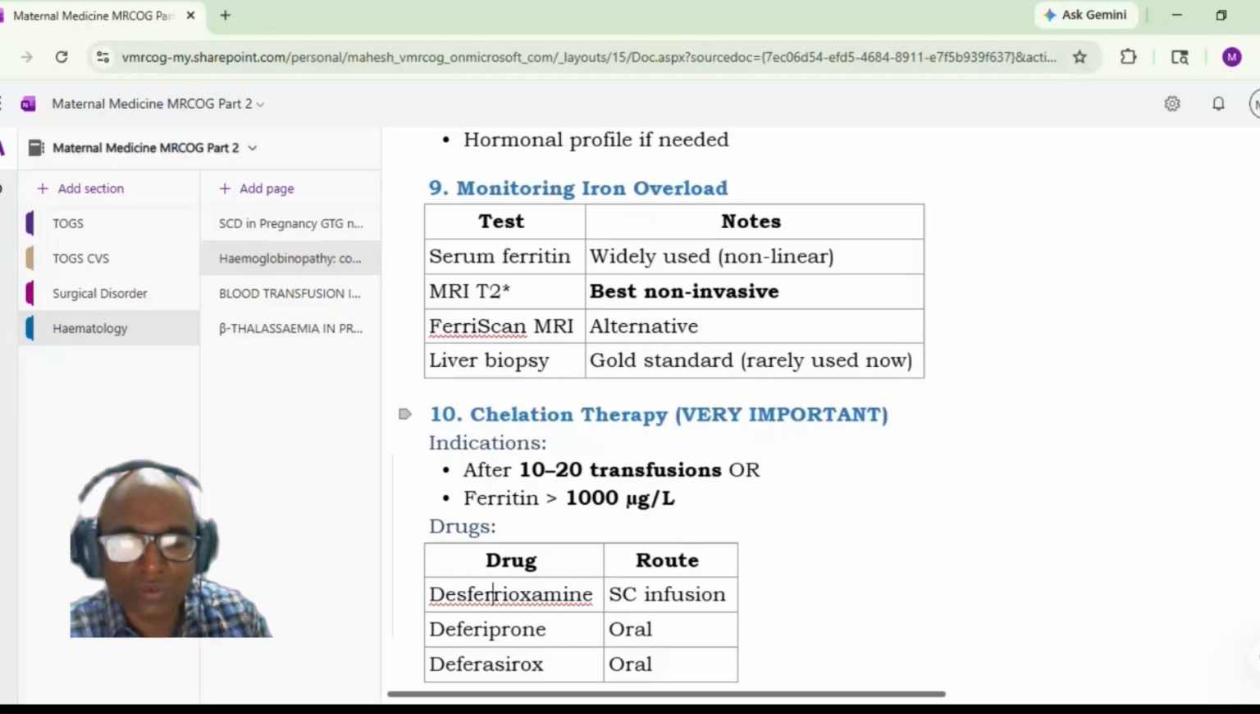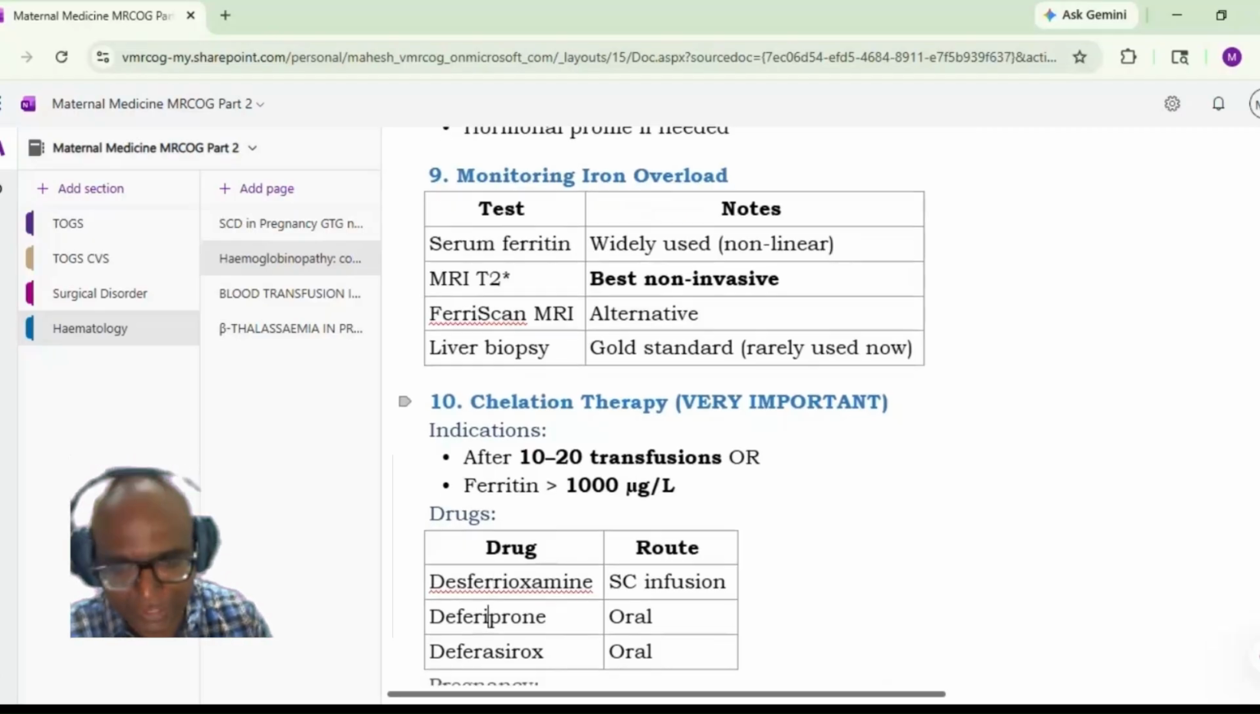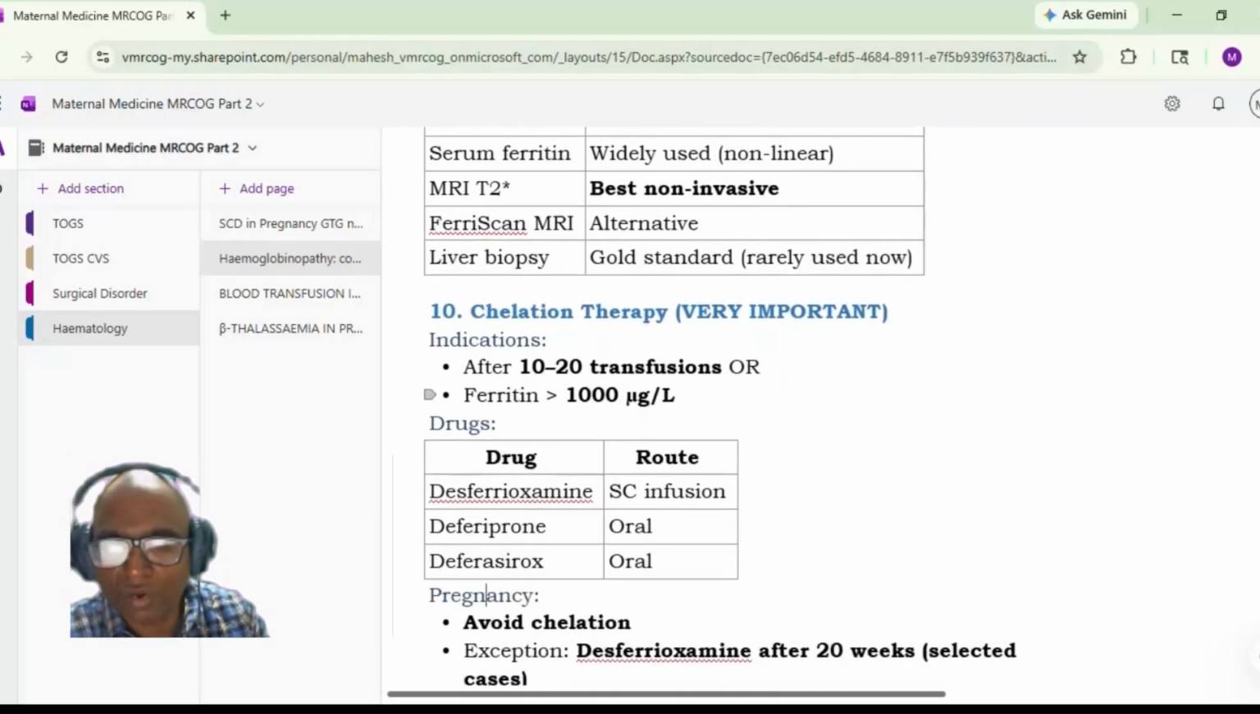Then when there is an iron overload, these patients will require chelation to prevent the overload of iron. So what is the indication? When should we start the chelation? After 10 to 20 transfusions, chelation is indicated. Or if the serum ferritin is more than 1000 microgram per liter, chelation therapy is indicated. So remember the indications of chelation therapy. If the ferritin level is more than 1000 or after 10 to 20 transfusions, go for chelation therapy.